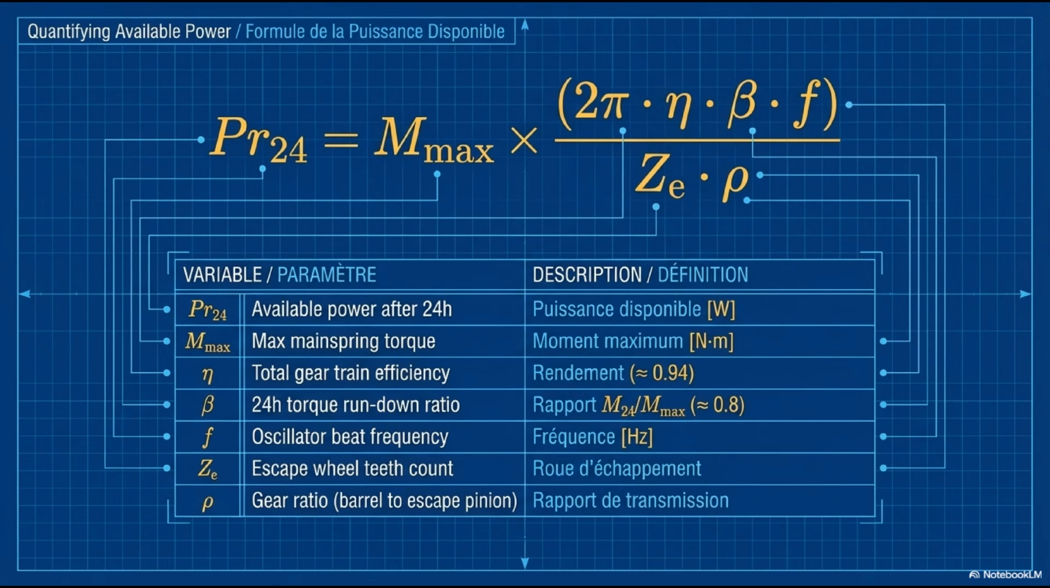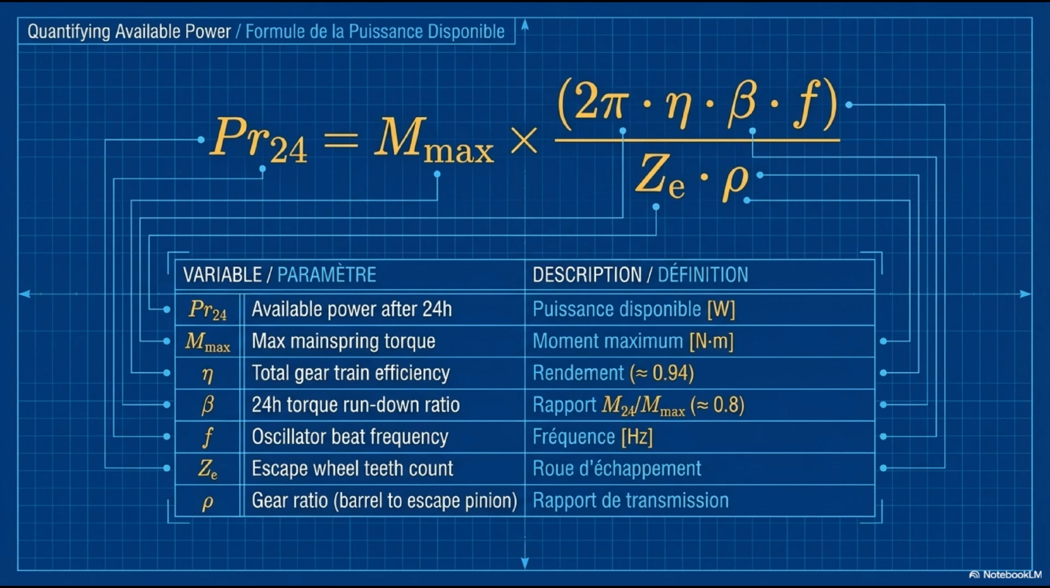The power formula on this slide is the complete mathematical expression for P_R24, the available power at the escape wheel after 24 hours of running. P_R24 equals M_max times the quantity 2 pi times eta times beta times F, all divided by Z_E times rho. 6 parameters, each with a specific physical meaning.